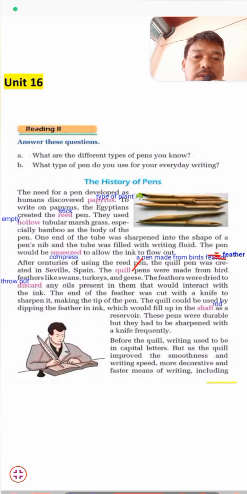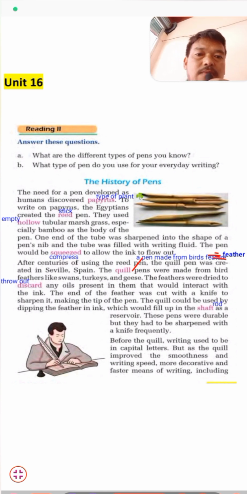And the quill could be used by dipping the feather in ink. This type of pen, that is called quill, could be used by dipping the feathers in ink, and they used to dip this type of pen in the ink, which would fill the shaft as a reservoir. Its shaft is a kind of rod. These pens were durable, but they had to be sharpened with the knife frequently.